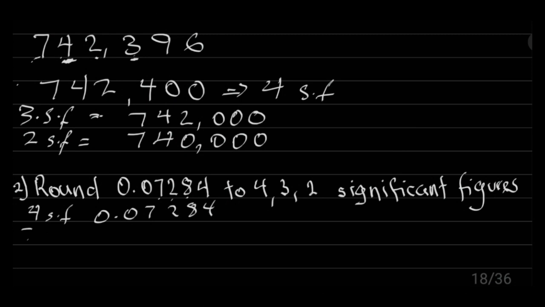To round it up to 3 significant figures, what is the third significant figure? That is 8. So we are going to have 0.0728. To 2 significant figures, our second significant figure is 2, and the value will increase to 3 because the number behind it is greater than 4. So we are going to have 0.073. Okay, so these are our significant figures.